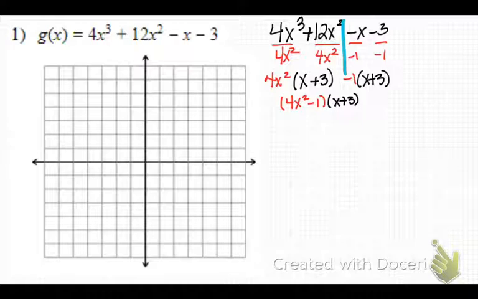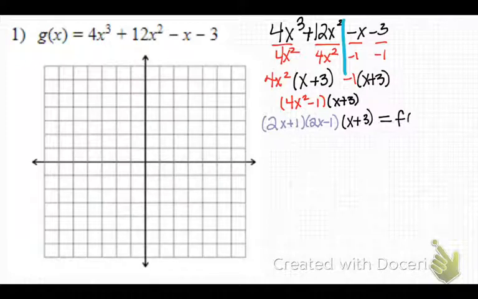Am I done? No. How can I continue to factor it? Yeah, square root the 4x squared minus 1. That's a difference of squares. So what does that become? Yep, 2x plus 1, 2x minus 1. Does the order matter? No, these mean the same thing. And then the x plus 3 is still there. Now, is that fully factored? Yes, so I'm going to set this equal to f of x.